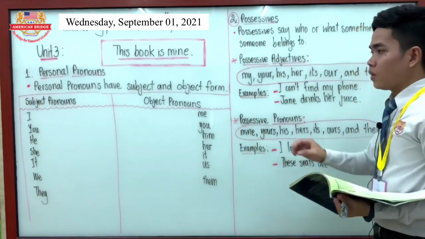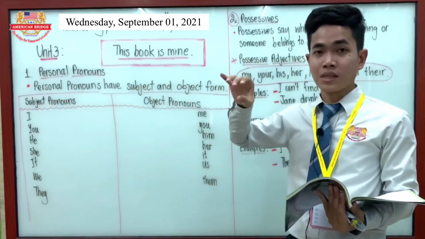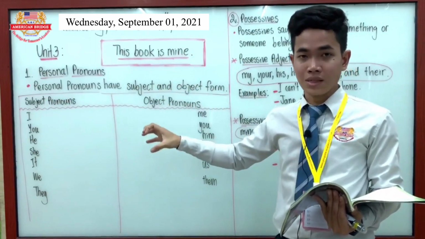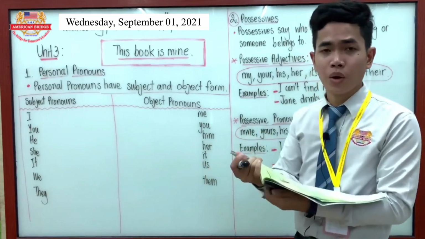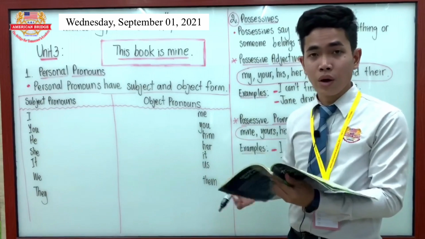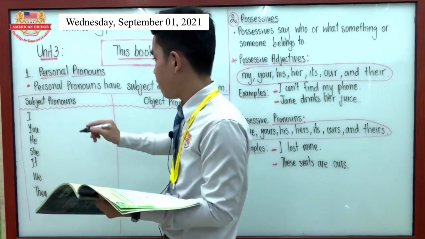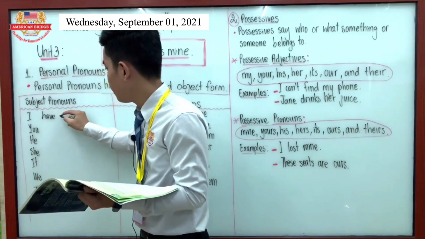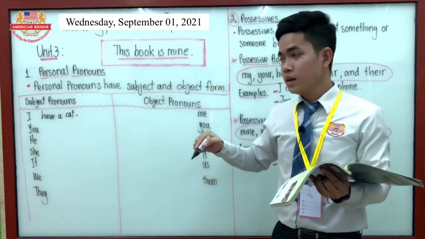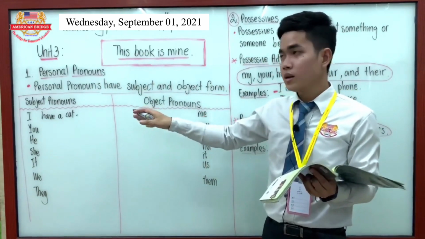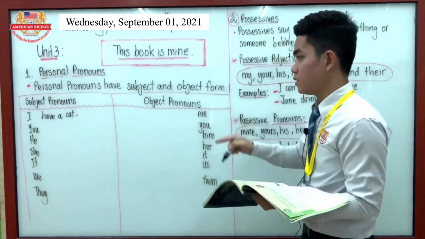For the subject pronoun, it is focused on the main subject. It means the subject does the action in a sentence. For example, I will write all the examples from our student book on the whiteboard to give you more explanation. Like, I have a cat. I is the subject in our sentence. I is doing the action in our sentence, right? I have a cat.